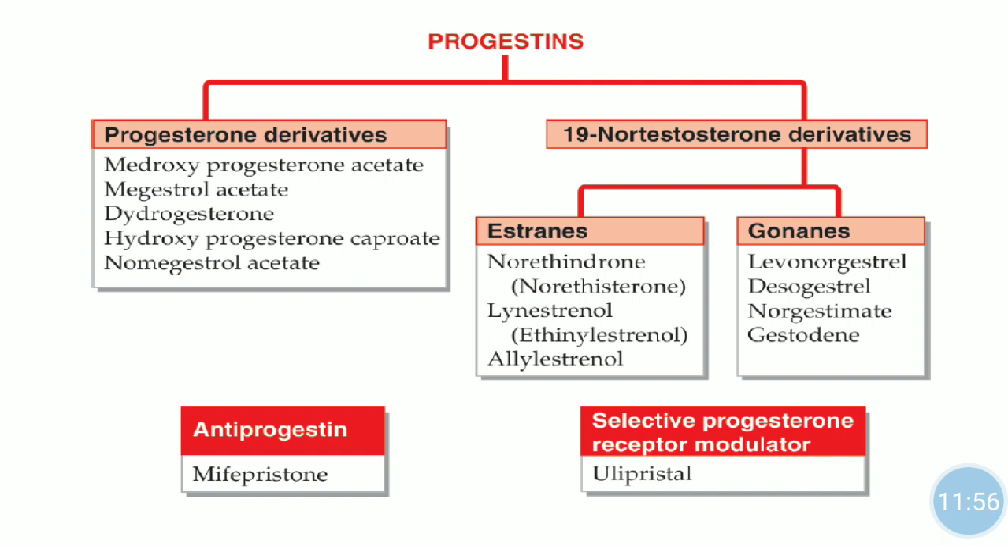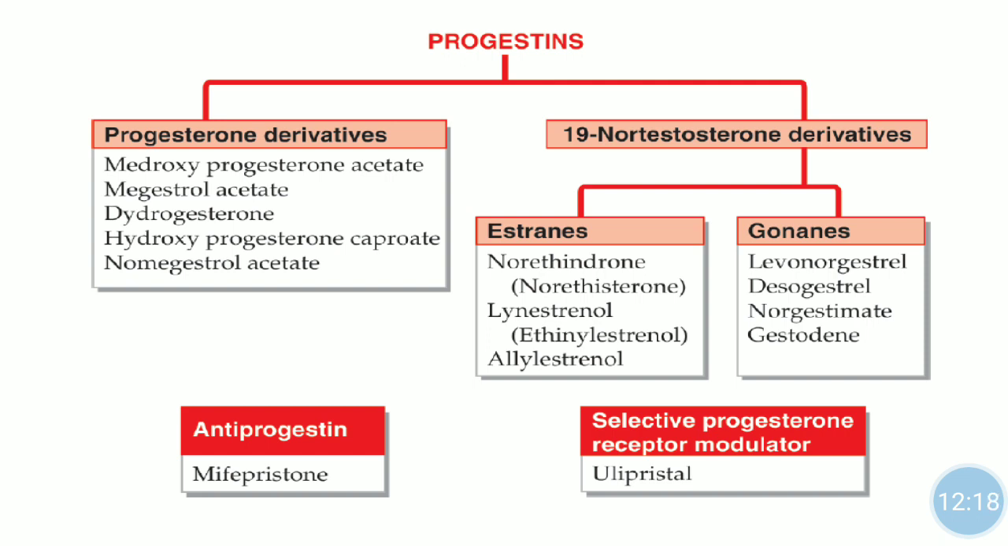Another class of progestins is the 19-nortestosterone derivatives, isn't it? At the 19th position, the methyl group is absent, that is called 19-nor, isn't it? That is the meaning of 19-nortestosterone derivatives.